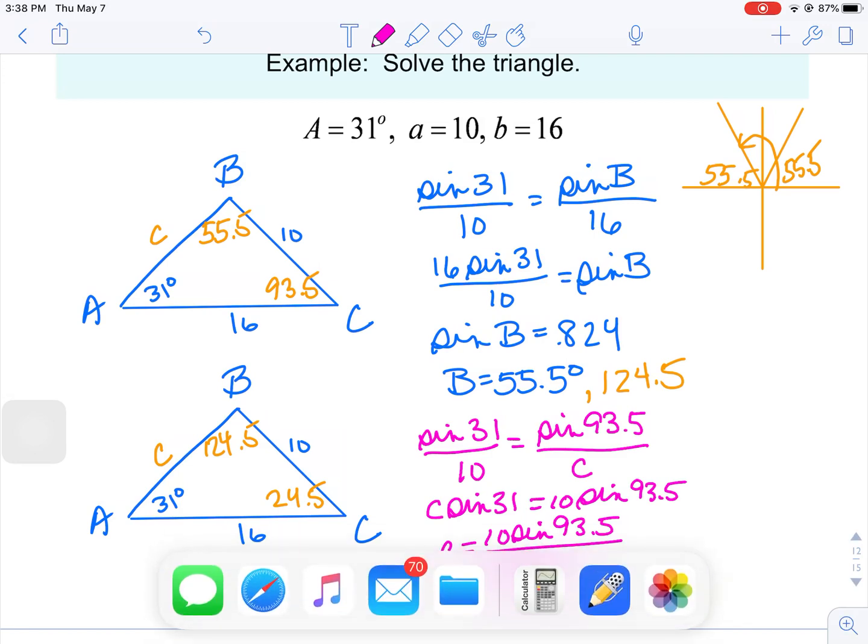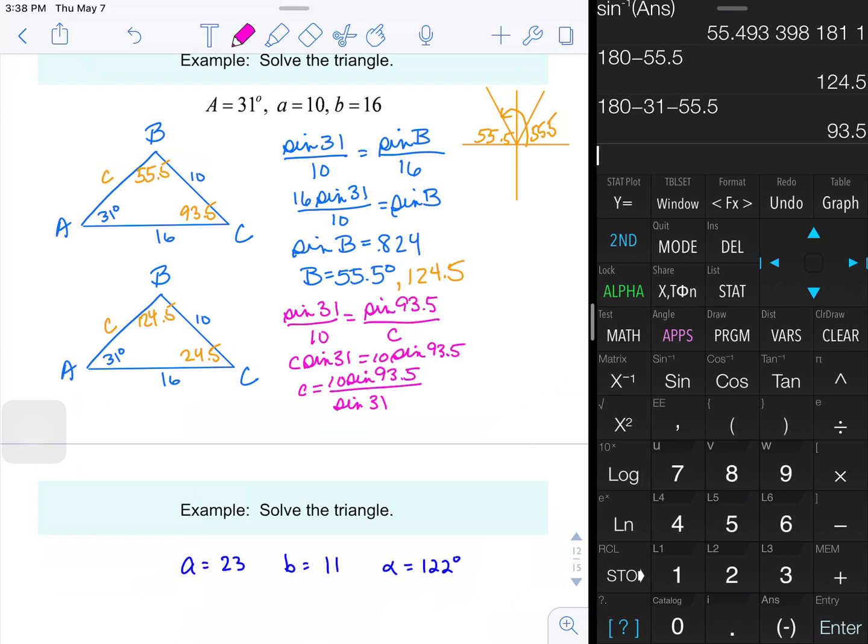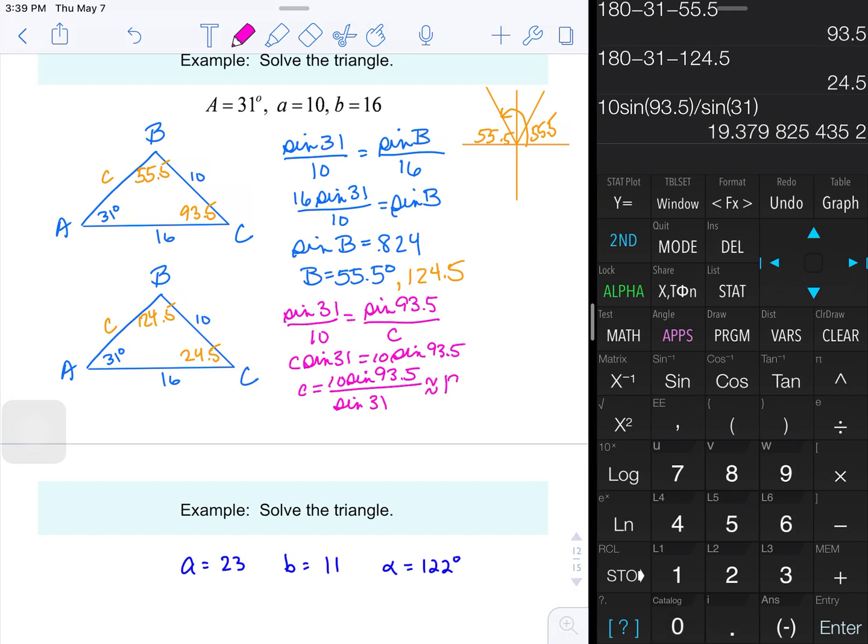And plug into our calculator. So 10 sine of 93.5 divided by sine of 31. That is 19.4 approximately. Now we have to continue and find side C in our second triangle.